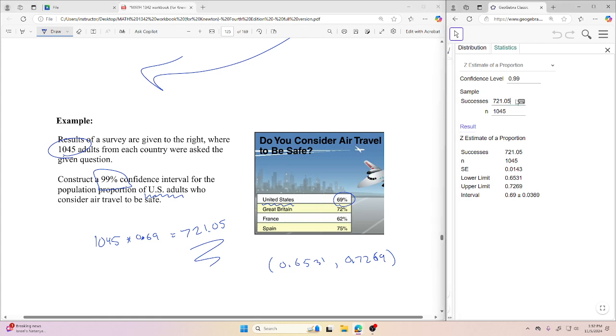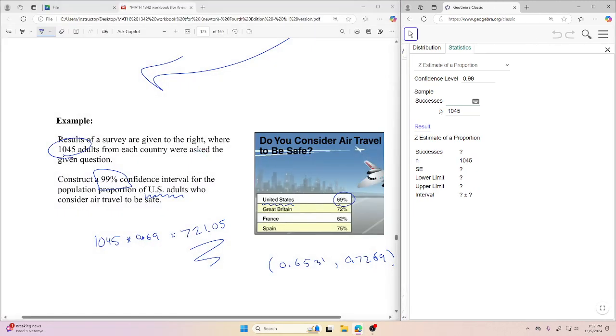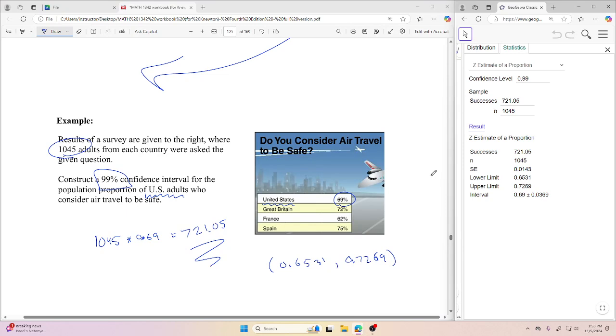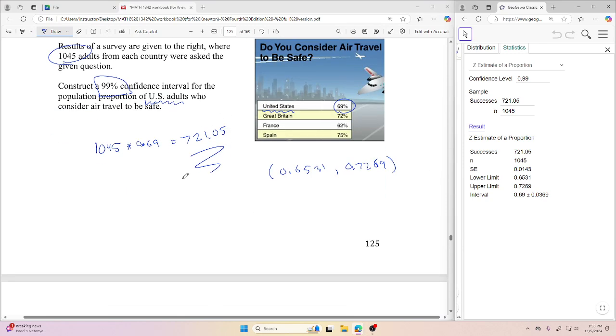Now, can GeoGebra do this for you? Yes. I think I have to expand this a little bit to make it bigger. Here we go. I got 1045, and then times the 0.69. You see how I put that in there? I literally just put it in there and I got the right answers, same answers. When I click off of it, they're doing it automatically for you. You do not need to do it on the side. It's done for you. So that's how that works. We're going to keep doing that going forward.